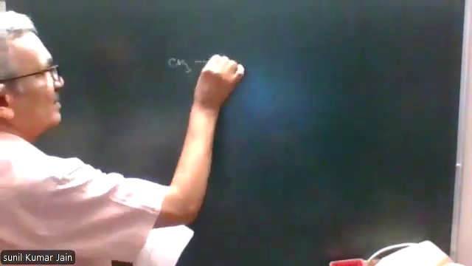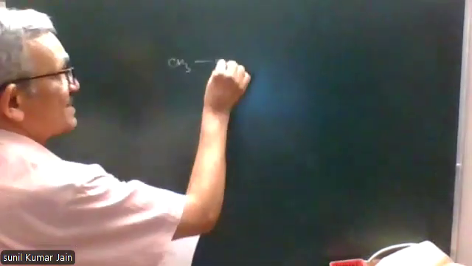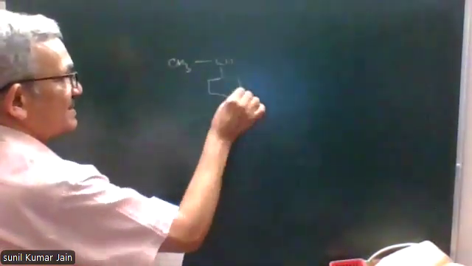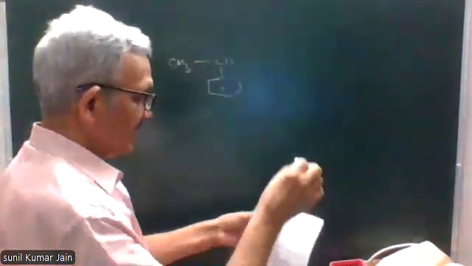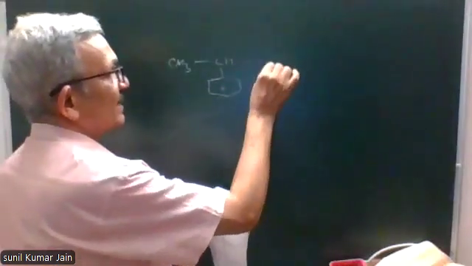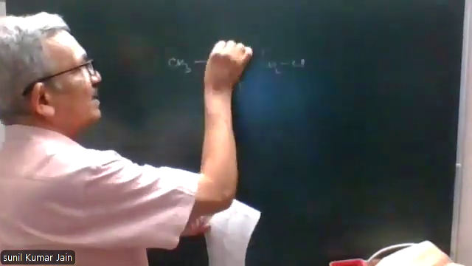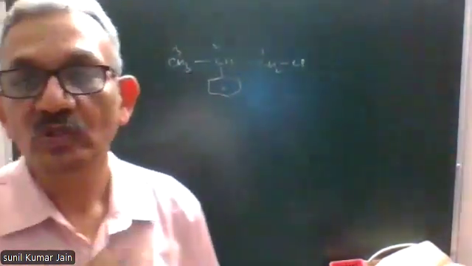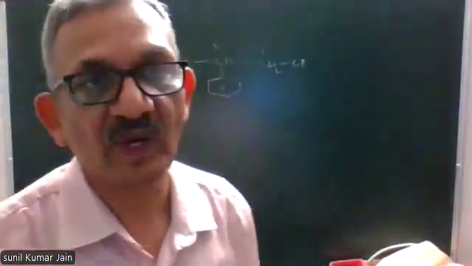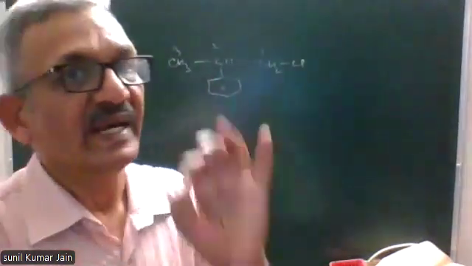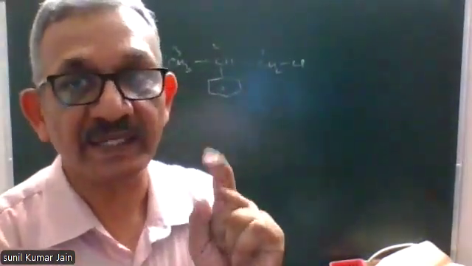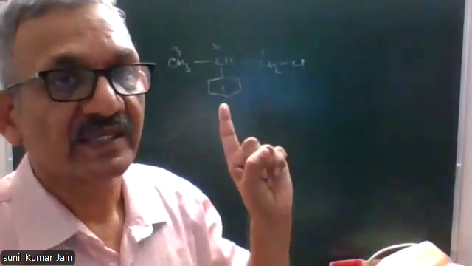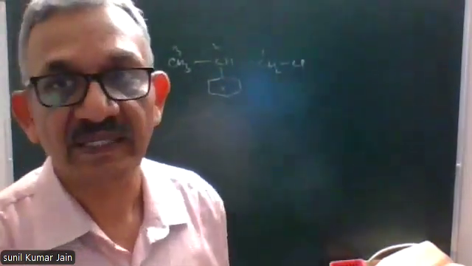Next. Third. CH3, C6H5. After that, this is CH, CH2, this is C6H5, CH2Cl. This is 1-chloro-2-phenylpropane. 1-chloro-2-phenylpropane. And this is primary alkyl halide. Remember, this is not benzylic halide. This is alkyl halide, primary alkyl halide.